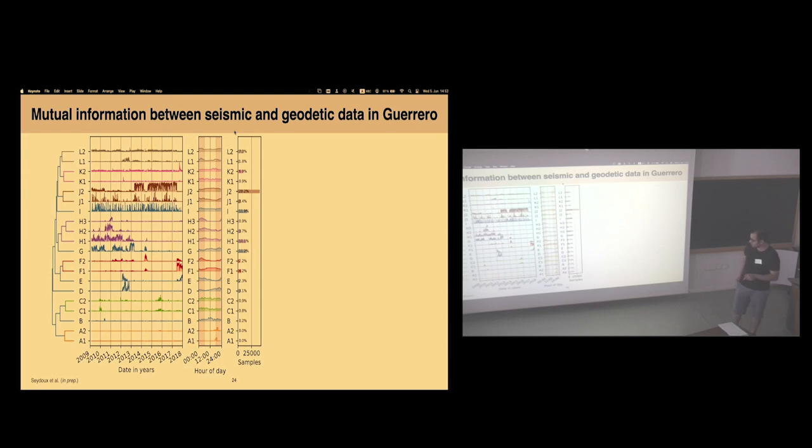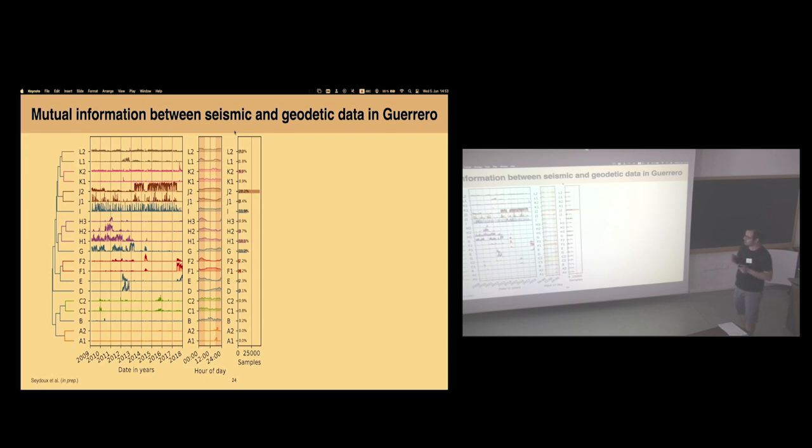And here in this plot, it shows the detection rate over time. Then here we have a distribution over the day, and in the end we have a population of each cluster. And if we look at these clusters, I'm not going to interpret all of these, but some of them. For example, cluster L2 is related to the local earthquake, and cluster I is related to the tremors.